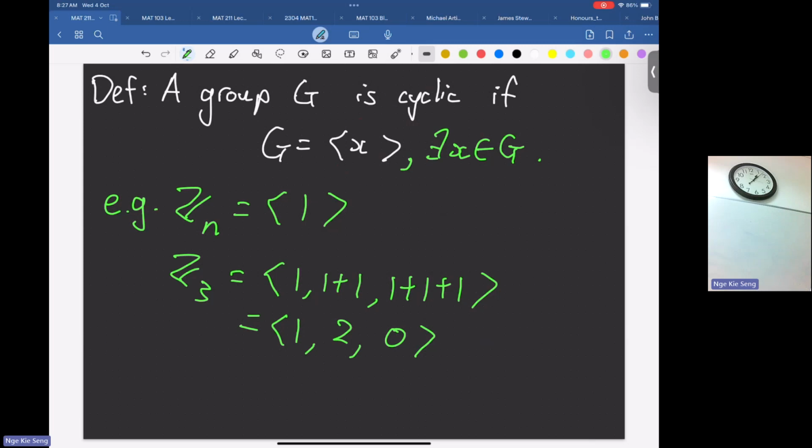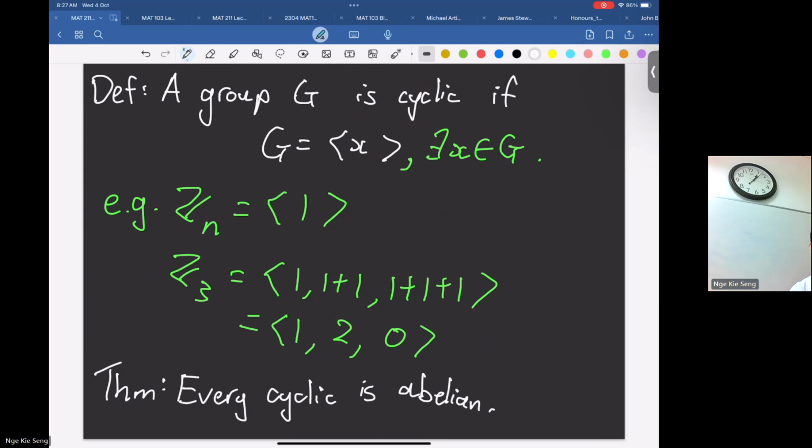And then one important theorem is that every cyclic group is abelian. Why is an abelian group good? The composition is commutative. Soon we will see that a lot of difficulty will be reduced because of commutativity. So abelian is good stuff.